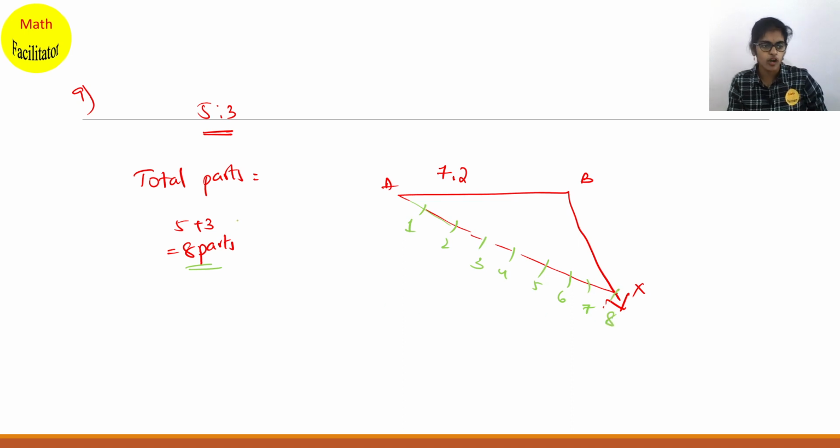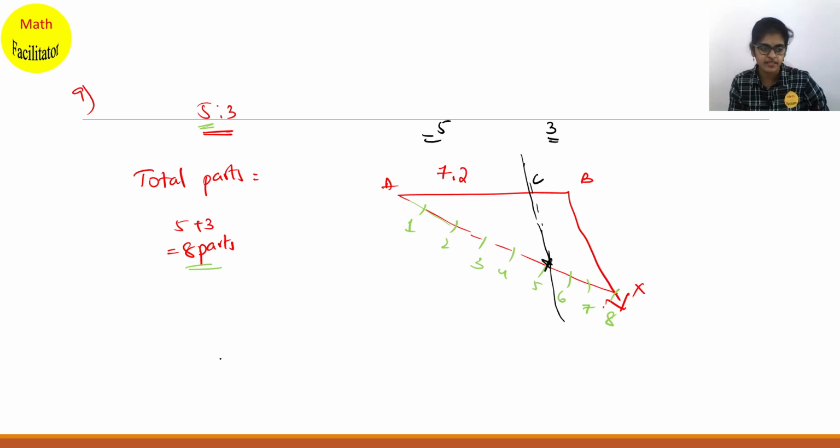Clear? So now how many parts do you want first? First is 5 parts. So here take 5 parts: 1, 2, 3, 4, 5. From the 5th part, draw a line in this way. This line cuts the first line AB. So this is point C. So AC is 5 parts and BC is 3 parts.